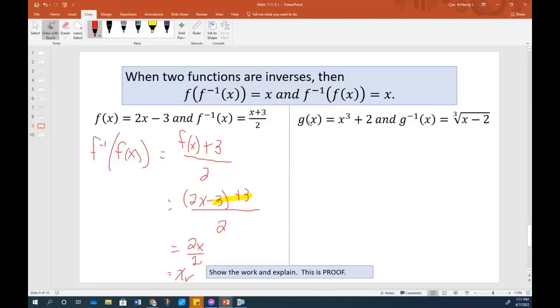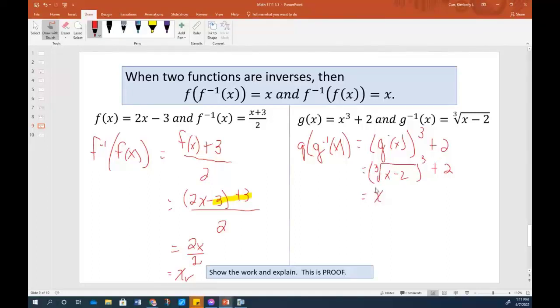So this one will say g of g inverse of x will equal g inverse of x cubed plus 2, which will equal the cubed root of x minus 2 cubed plus 2. Now the cubed is what undoes each other, the cubed root and the cubed. So we end up with x minus 2 plus 2, which equals x.